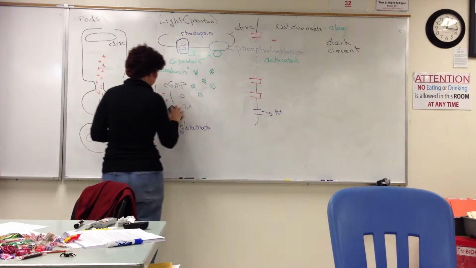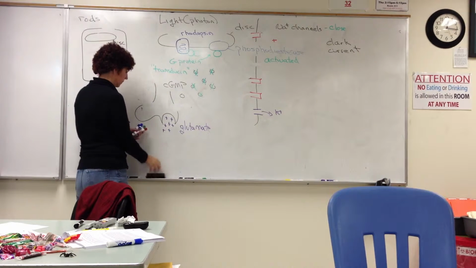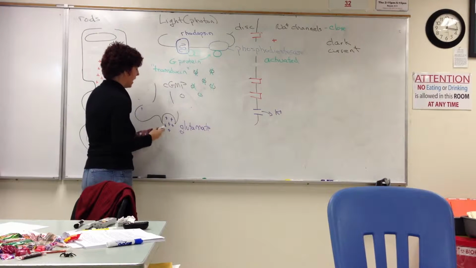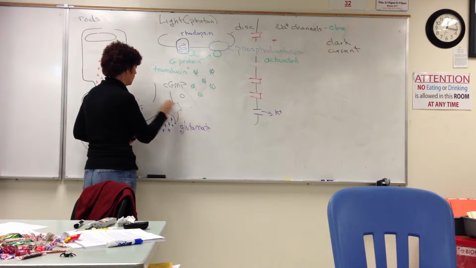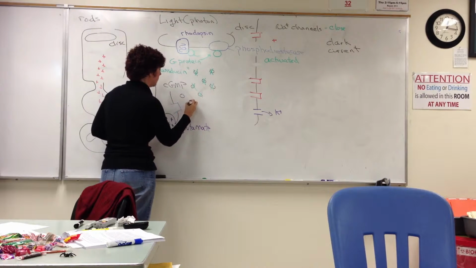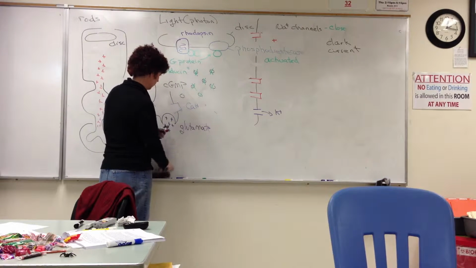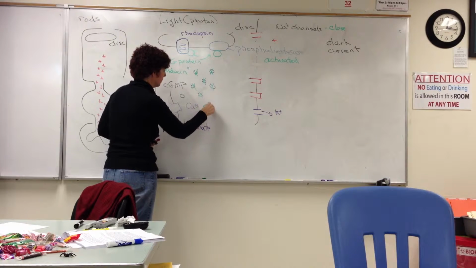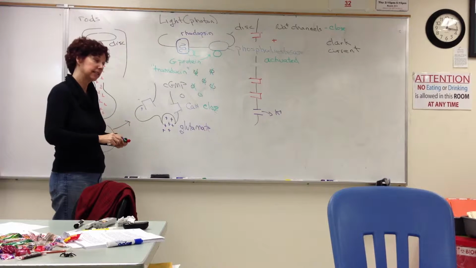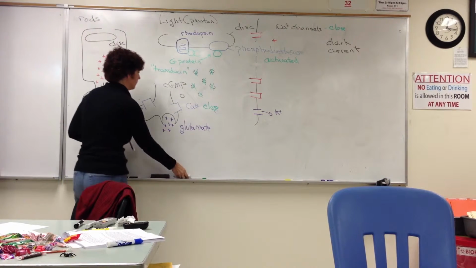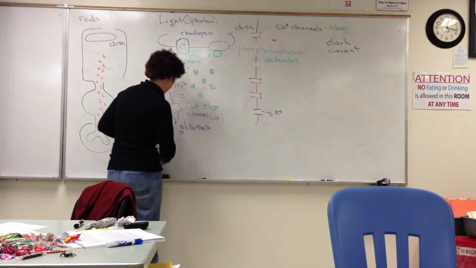Calcium channels no longer receive a threshold. So calcium channels now close, and therefore glutamate is no longer released. VG is voltage-gated.